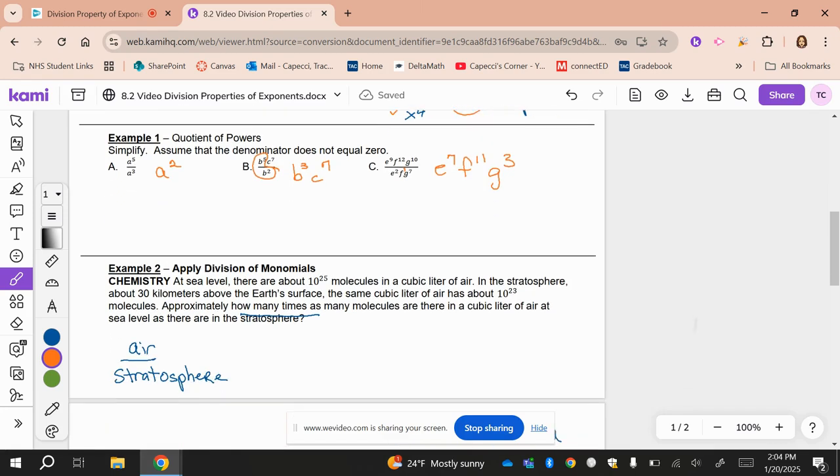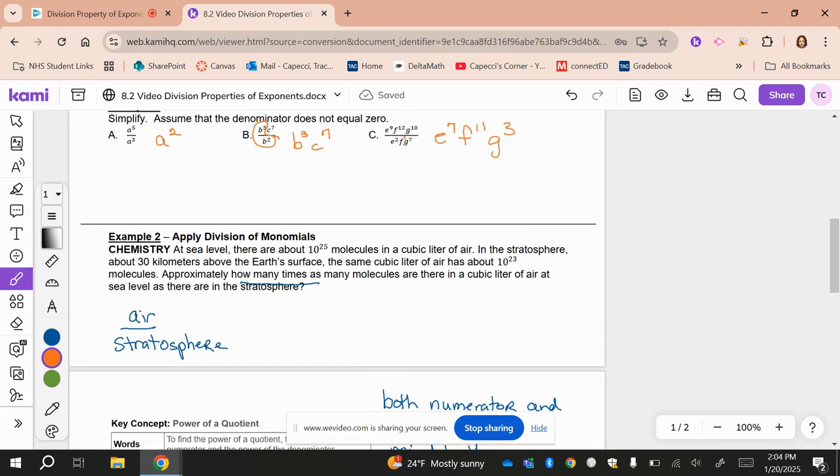Now, let's take a look at a word problem. It says, at sea level, there are about 10 to the 25th molecules in a cubic liter of air. In the stratosphere, which is about 30 kilometers above the Earth's surface, the same cubic liter of air has about 10 to the 23rd molecules. Approximately, how many times as many molecules are there in a cubic liter of air at sea level as there are in the stratosphere?